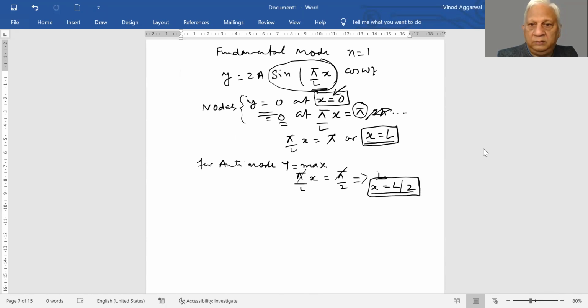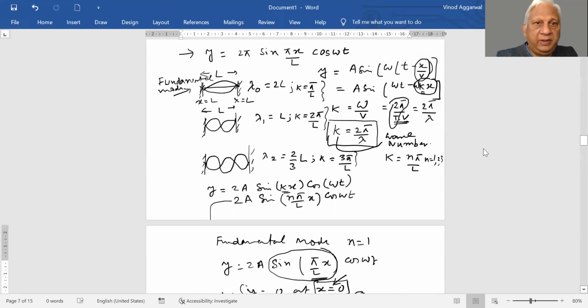So our antinode will be at the midpoint of the total length, which is here. This is x is equal to 0, x is equal to L. This is the midpoint. We see here at this point, this is our antinode, where displacement is maximum.